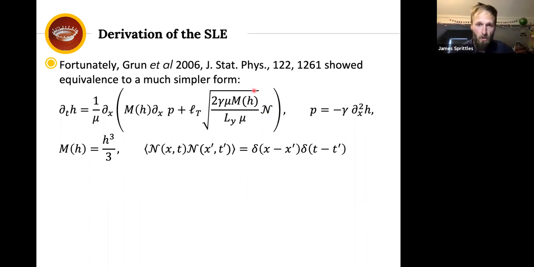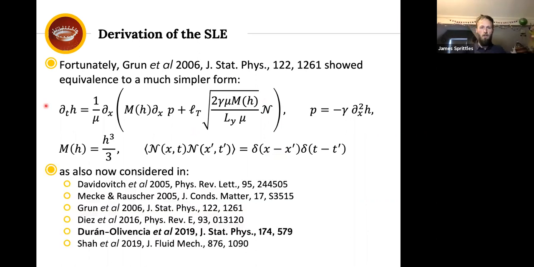And I've just taken all of the prefactor out here. And so my noise is now just white noise with mean 0 and variance 1. Okay, so this is now something that we can start to look at and analyze. And just to point out, there's a number of people who've subsequently worked on this, including this paper here with Imperial authors, which is a really nice addition to the literature.